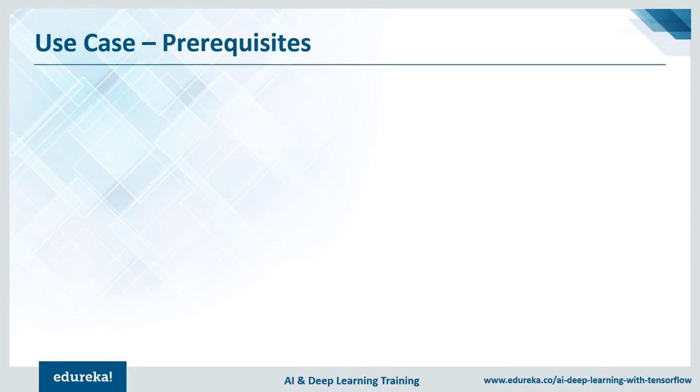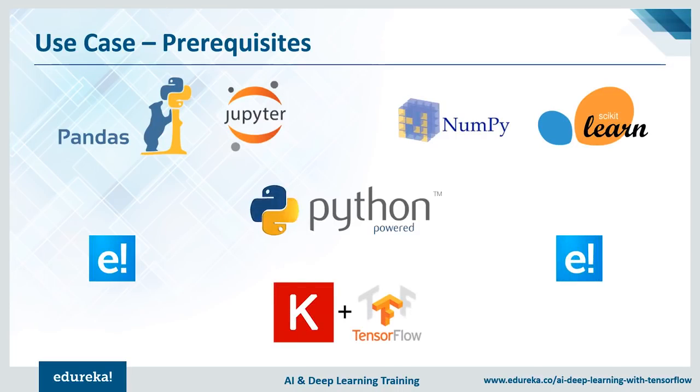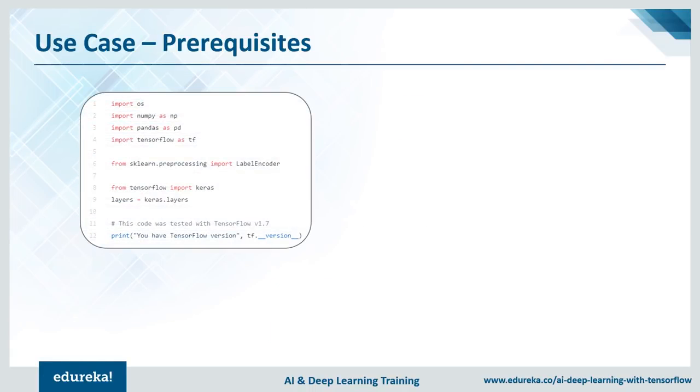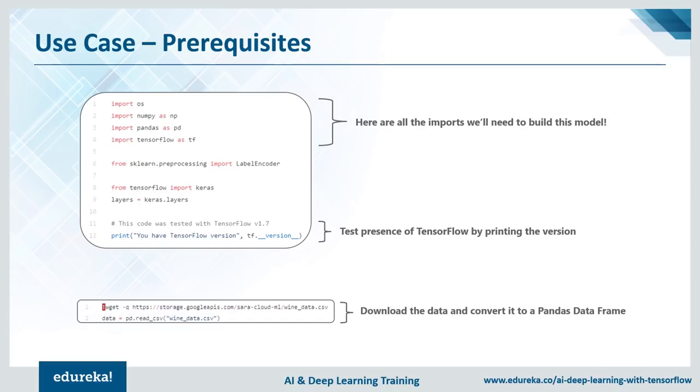So basically we need to check out some of the prerequisites before jumping into the code. Since you're working with Python, we'll require pandas, NumPy, scikit-learn, and Jupyter Notebook. Keras works on top of TensorFlow, so we'll require both Keras and TensorFlow to be installed on the machine. So now that that's done, moving on, let's look at a small piece of code. Here are all the imports that we'll require to build the model. And lastly, we test the presence of TensorFlow by printing the installed version. Without TensorFlow, it wouldn't make any sense. So we go to Kaggle and download the data and end up converting the data to a pandas data frame, guys. That's good enough to start. Let's look at the code for this model. I'll quickly open up Google Colaboratory, which is basically a Jupyter notebook hosted on Google Cloud.